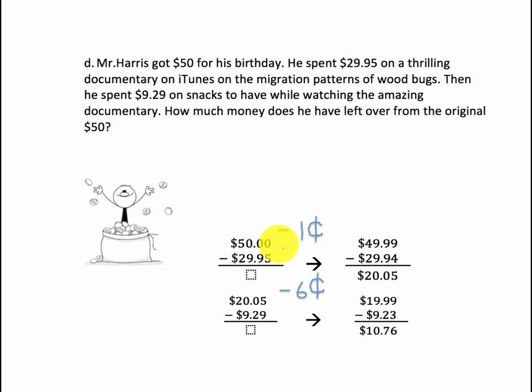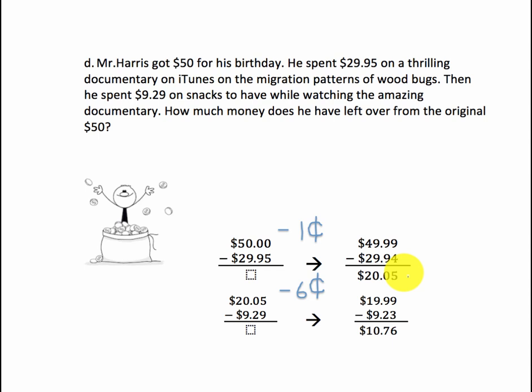So instead of $50 and $29.95, the question becomes $49.99 because that's 1 cent less than $50, and $29.94 because that's 1 cent less than $29.95. And when I subtract this, it's so much easier because there's no regrouping. 9 minus 4 is 5, 9 minus 9 is 0, 9 minus 9 is 0, and 4 minus 2 is 2. Bring my units down, dollars, bring my decimal down. So now I'm at $20.05 after purchasing the movie.